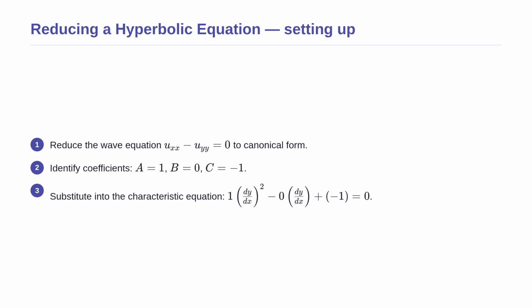Let us see this process in action with a classic problem, reducing the wave equation to its canonical form. We are given the second derivative with respect to x minus the second derivative with respect to y equals 0. Our first step is to identify our coefficients by comparing this to the general form. We have a hidden 1 in front of the x derivative, so a is 1. There is no mixed term, so b is 0 and c is negative 1. We plug these values directly into our characteristic equation.